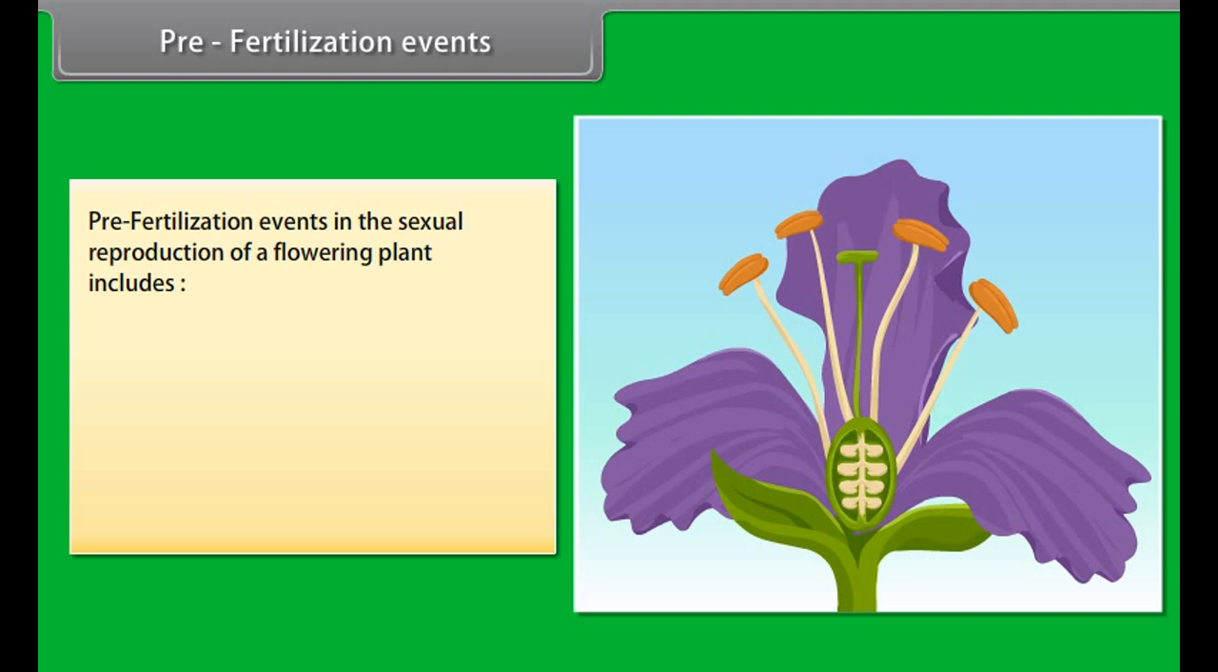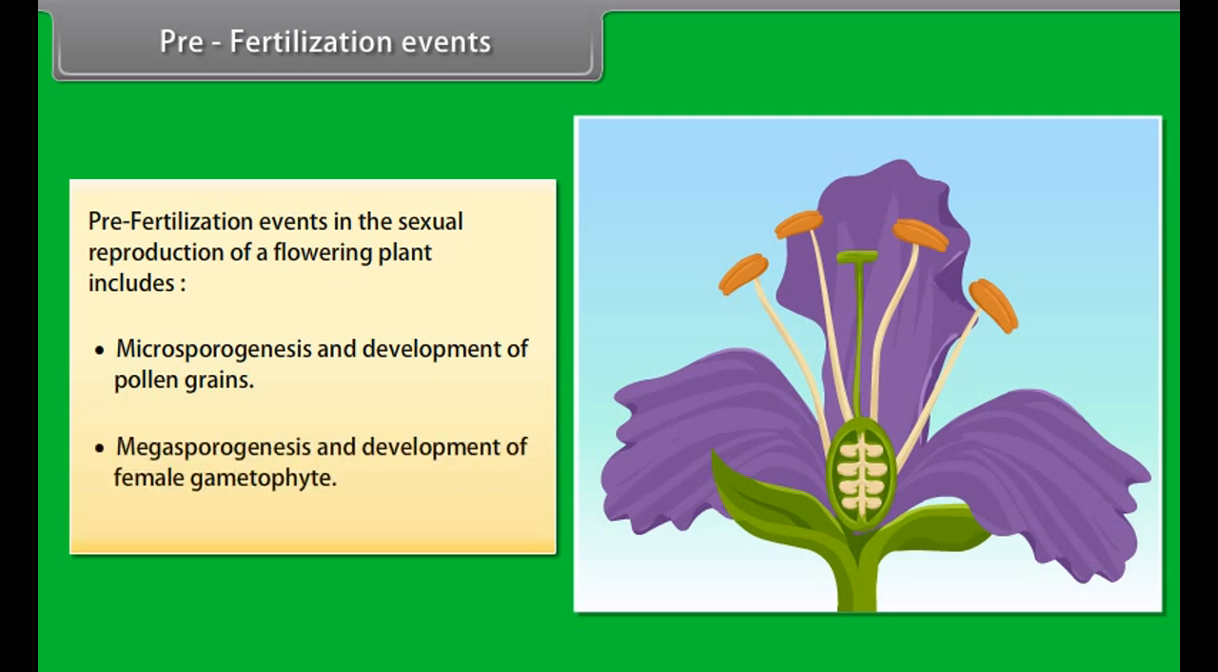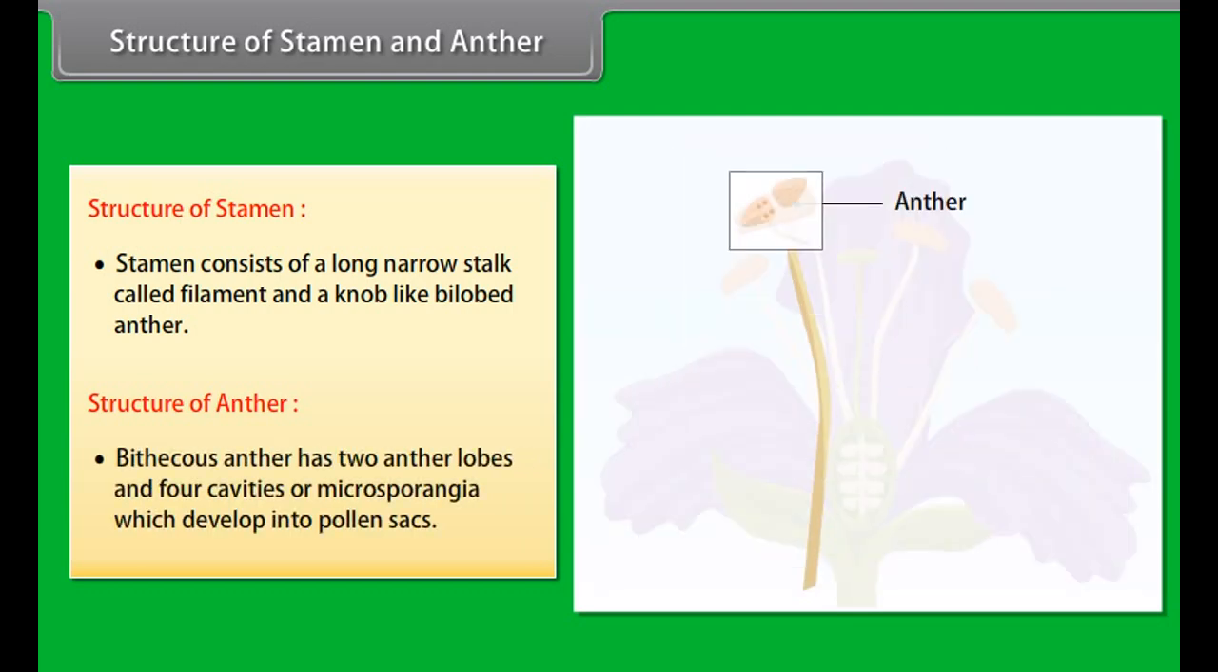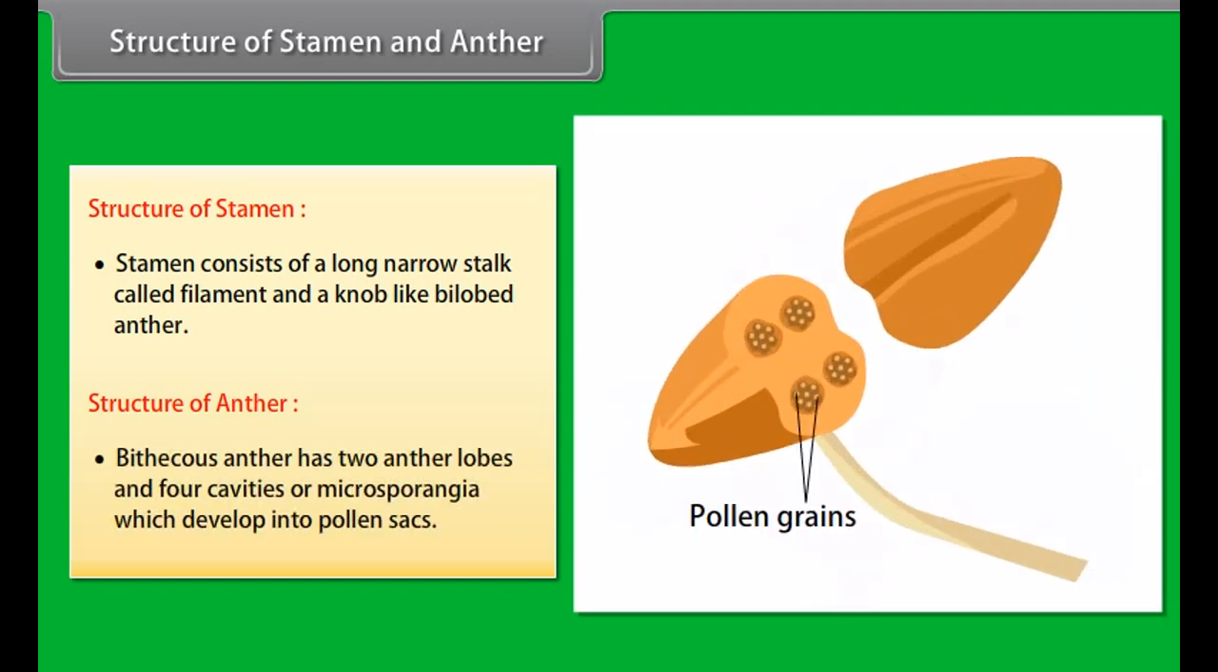Pre-fertilization events. Pre-fertilization events in the sexual reproduction of a flowering plant include microsporogenesis and development of pollen grains, and megasporogenesis and development of female gametophyte. Structure of stamen and anther. Stamen consists of a long narrow stalk called filament and a knob-like bilobed anther. Structure of anther. A bithecous anther has two anther lobes and four cavities or microsporangia which develop into pollen sacs.